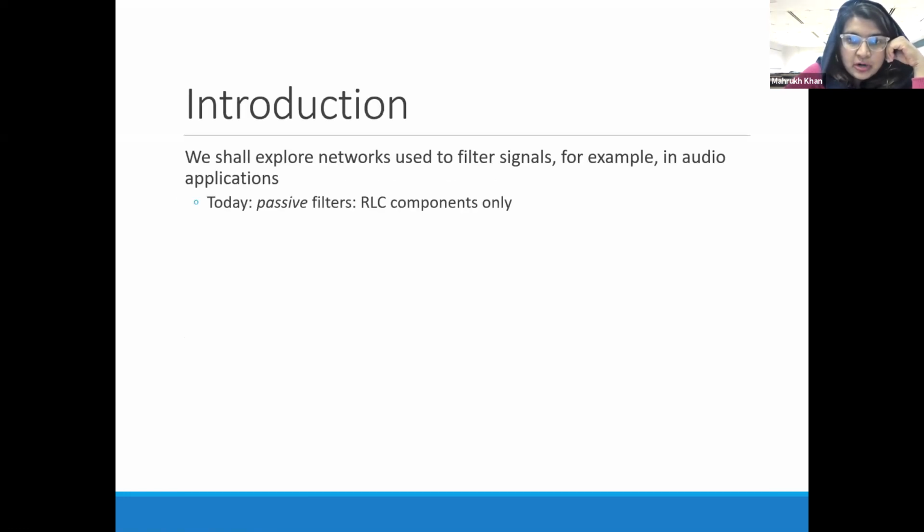Passive filters are the filters that are composed of RLC components, and these types of filters are used in many applications, like audio applications. If you have to refine the voice, increase a certain frequency, or purify the voice, these filters can be used.